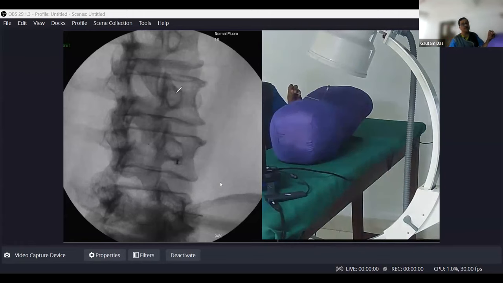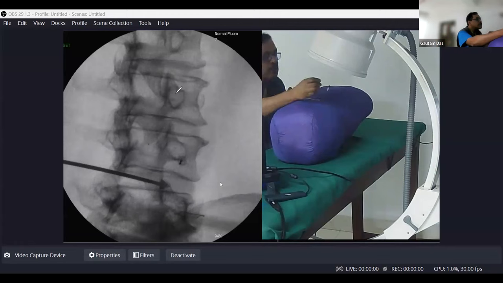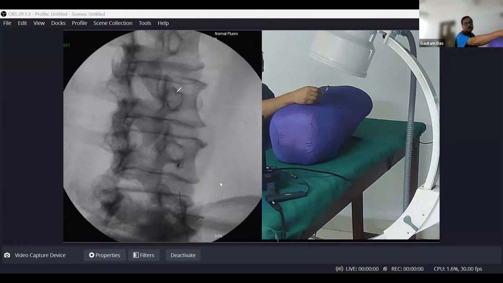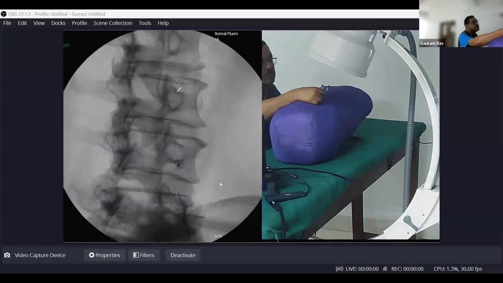Then for the Cambin's triangle approach, this is the upper part of the foramen, so I have to go into the lower part of the foramen. I'm doing the procedure at the level of L4-5, one of the common areas. This is your superior articular process, so my needle should be there. A little more medial towards the midline, again in tunnel vision.